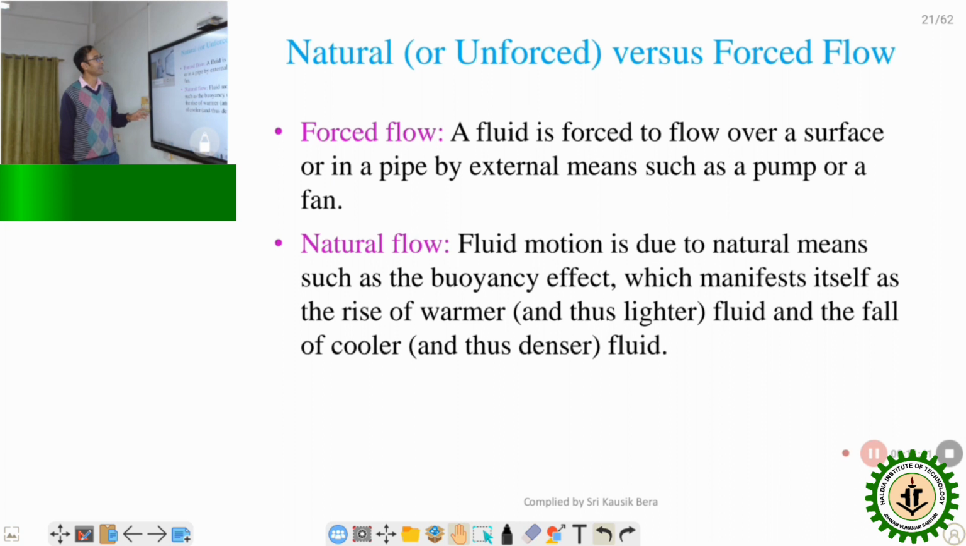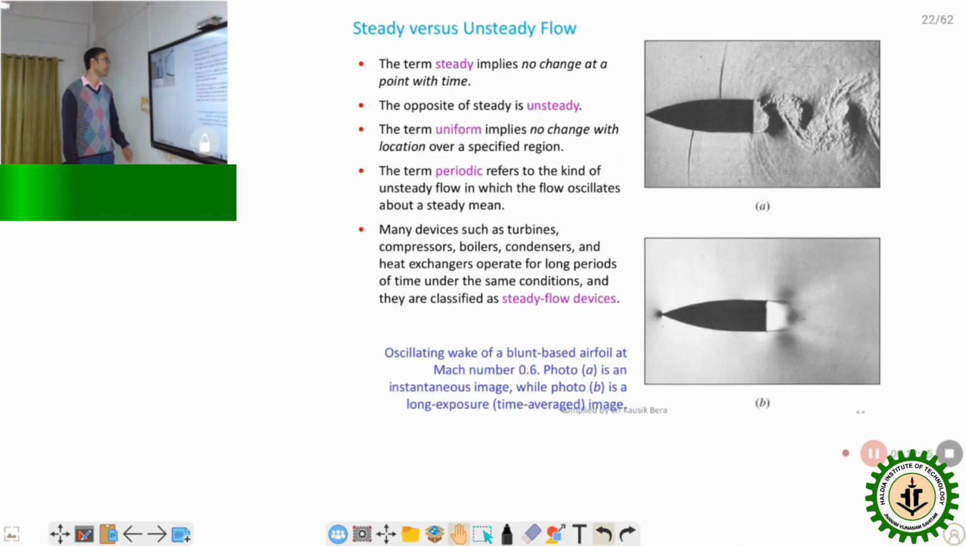And this is natural, or unforced, versus forced flow. In forced flow, as the name suggests, a fluid is forced to flow over a surface or in a pipe by external means such as a pump or a fan. In natural flow, fluid motion is due to natural means such as the buoyancy effect, which manifests itself as the rise of warmer fluid and the fall of cooler fluid. This is an example of natural flow.